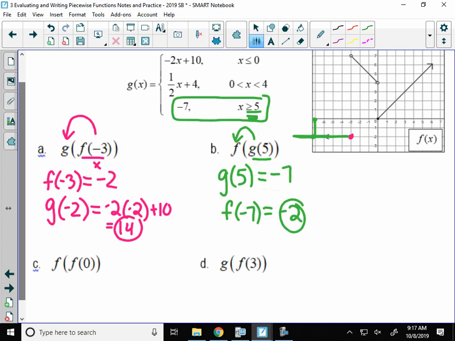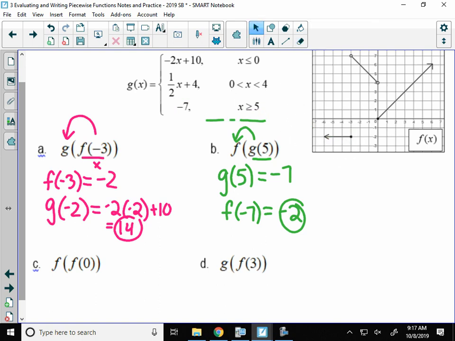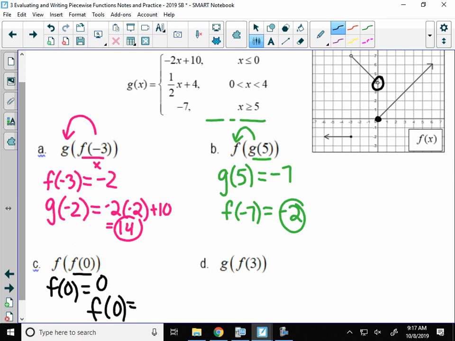All right, next I have f of 0. So I'm going to start with f of 0 on the inside. And that's my graph. So I use the graph at 0 here. Again, there's a closed dot and an open dot. I use the closed dot. That takes over. Now I take that 0 and put it back into the function of f. Again, it's the same problem. So f of 0 equals 0.